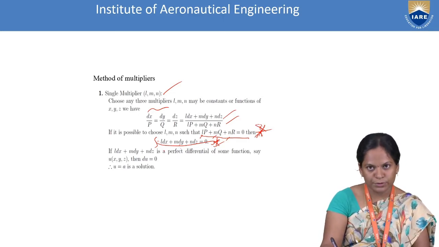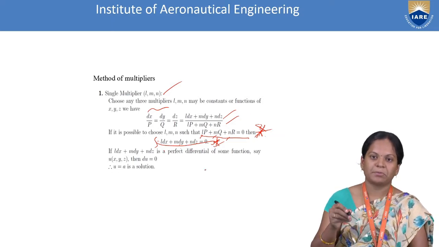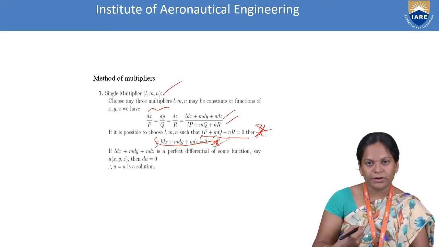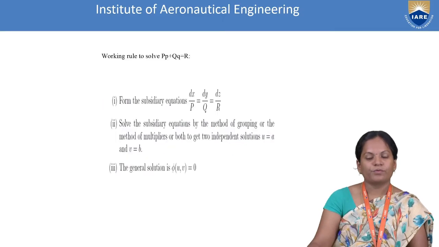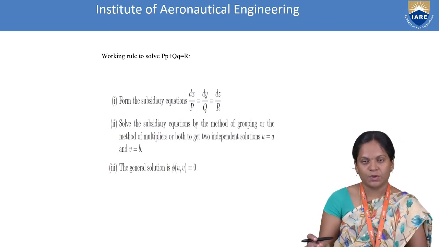If it is equal to 0, then only we take the equation L dx plus M dy plus N dz equal to 0. After integration, we'll get the solution. So, the working rule to solve Pp plus Qq equal to R. Anyway, these are all linear partial differential equations.